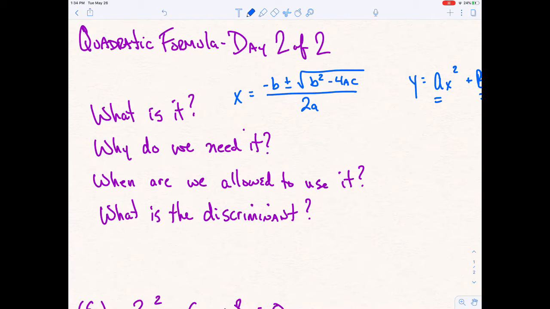Well, you need it because there's lots of times when you need to solve a quadratic equation, but you can't factor, you don't want to graph, perhaps you don't like completing the square. So the quadratic formula is a strategy that you can use. When are you allowed to use it? Heck, you can use it anytime you want.